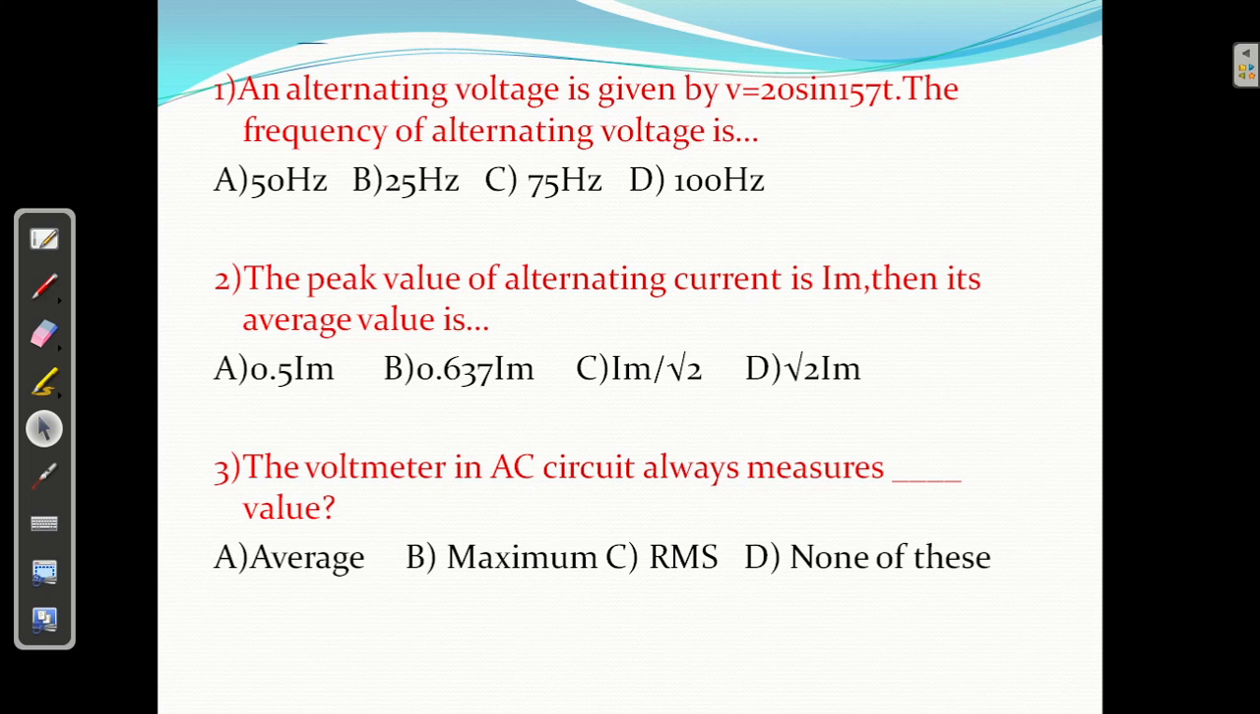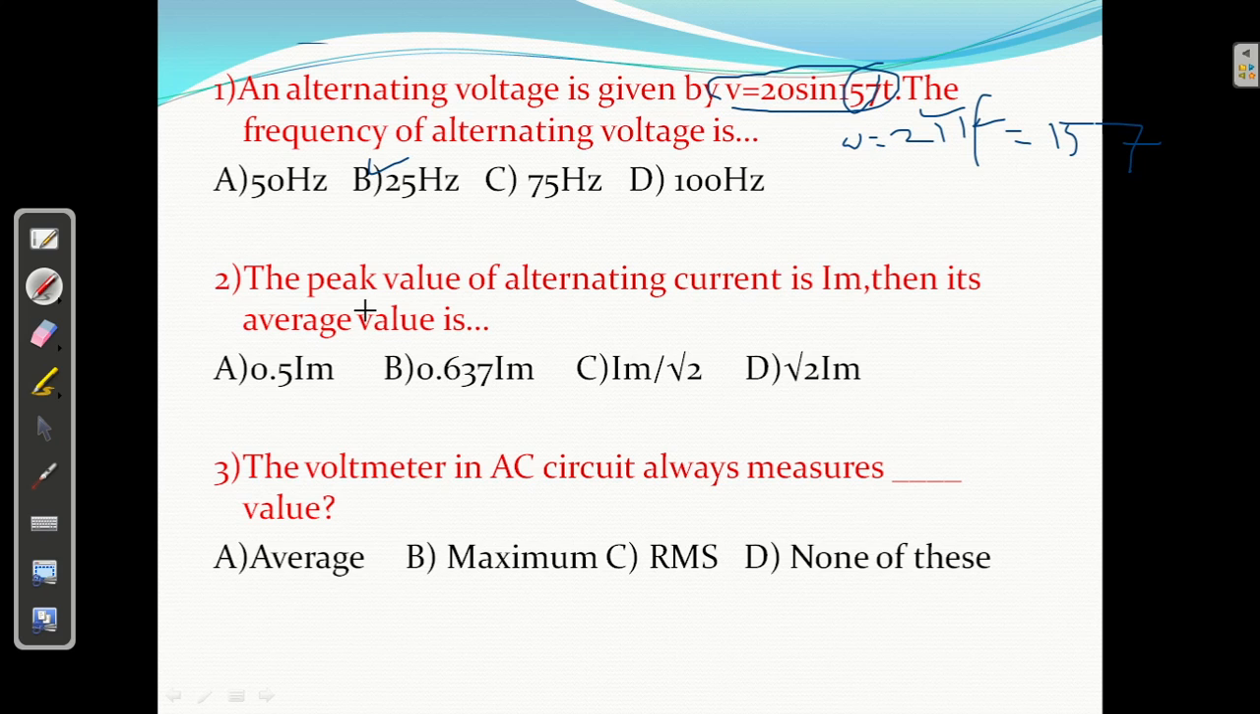Question number 1. An alternating voltage is given by V equal to 20 sine 157t, the frequency of alternating current. What is this 157? Omega equal to 2 pi f equal to 157. So you can find the frequency f equal to 157 upon 2 pi. If you do it, you will get 25 hertz.